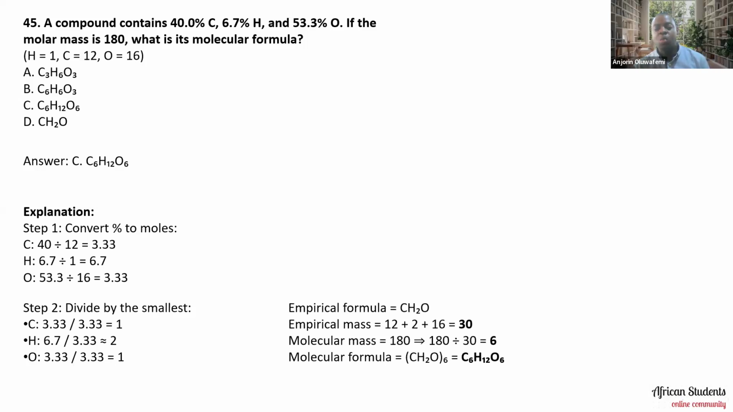Now, molecular mass is 180. 180 divided by 30 will give us 6. So the molecular formula basically would be what? CH2O in bracket 6. That will be C6H12O6. And that was how we arrived at that particular answer.